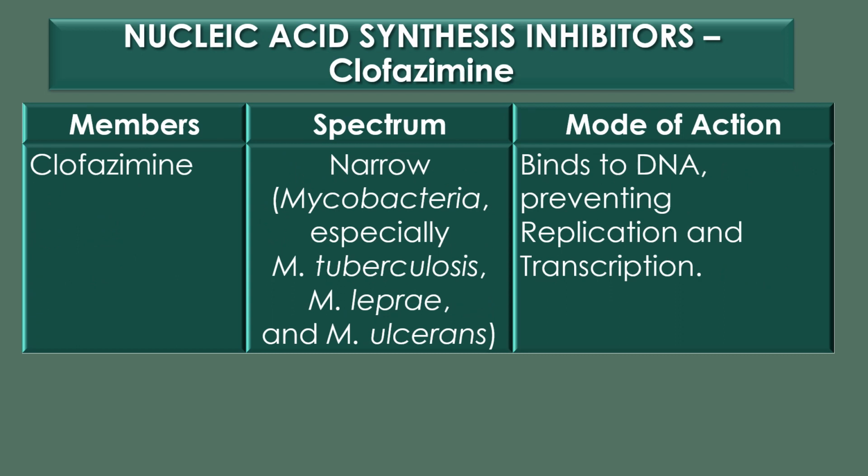The fourth antibiotic group of nucleic acid synthesis inhibitor is clofazimine. This clofazimine exhibits narrow spectrum of activity against Mycobacterium species, especially Mycobacterium tuberculosis, Mycobacterium leprae, and Mycobacterium ulcerans. Regarding the mode of action, this clofazimine binds to the DNA and prevents the replication and transcription process.